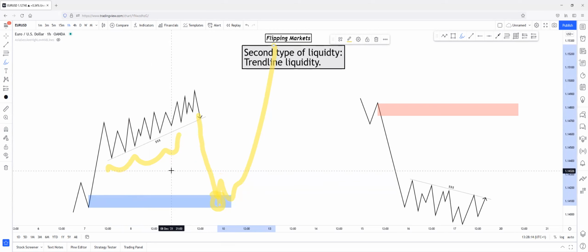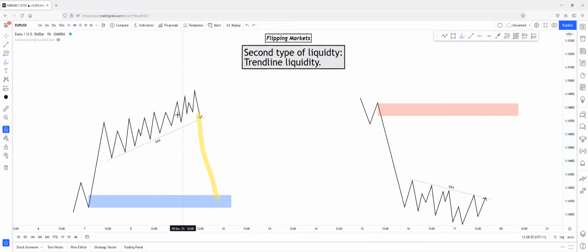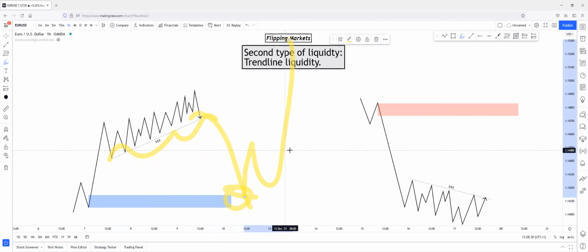Because as I said, the main purpose of the smart money is to enter only after the liquidity has been swept on the retail side. So you only want to enter if you know that the liquidity has been collected. If price sweeps this liquidity trend line, you can easily open your trade here and enter on the long side of the market.